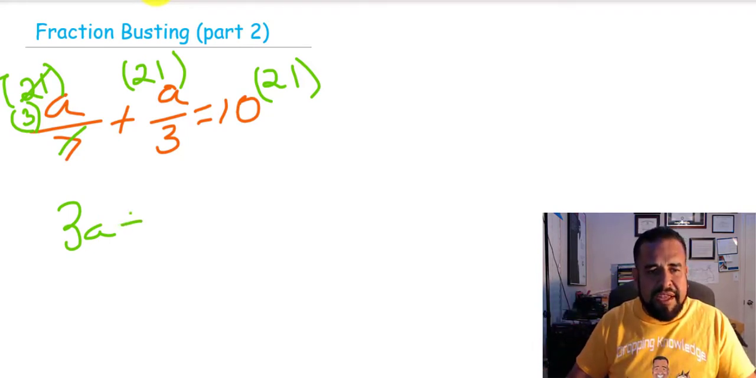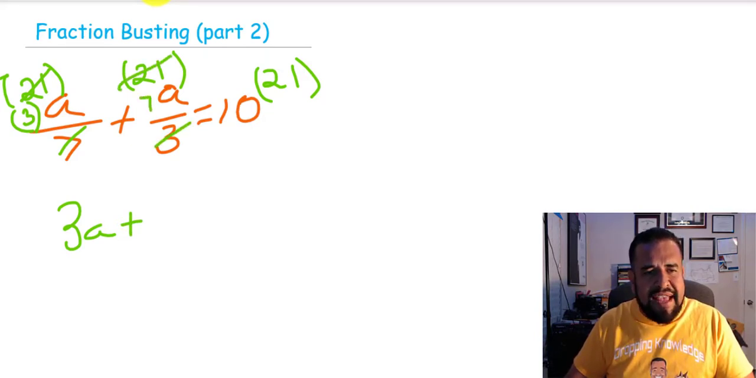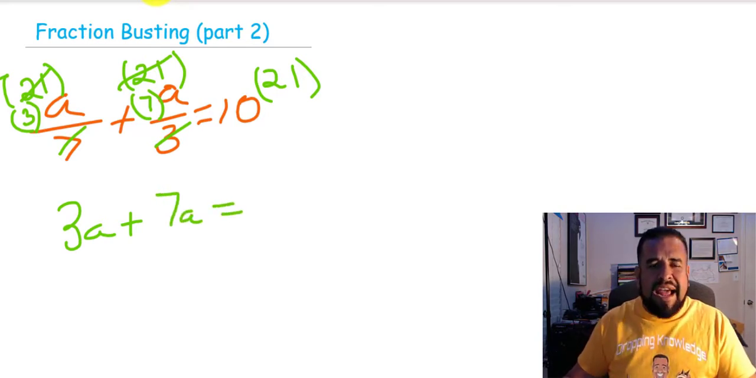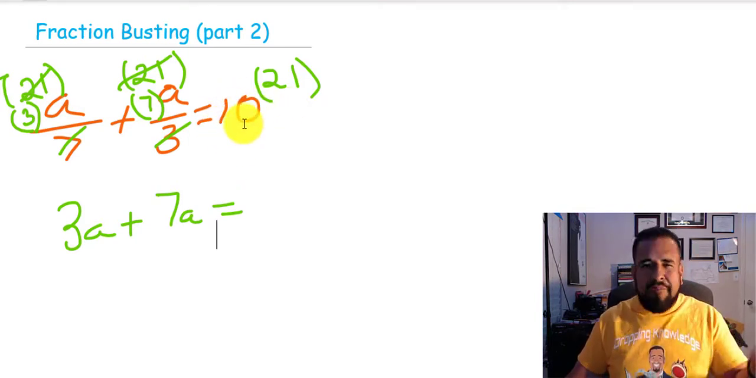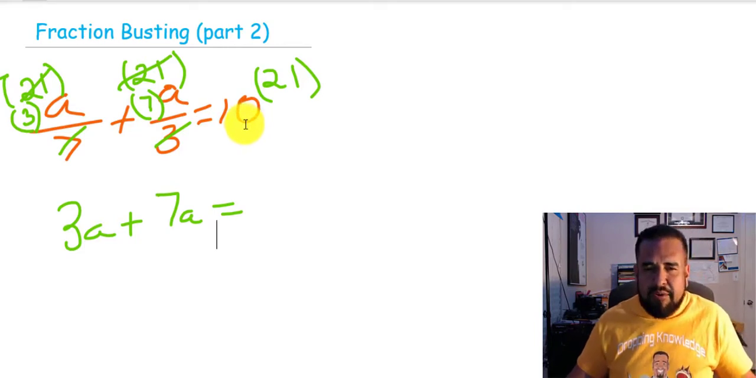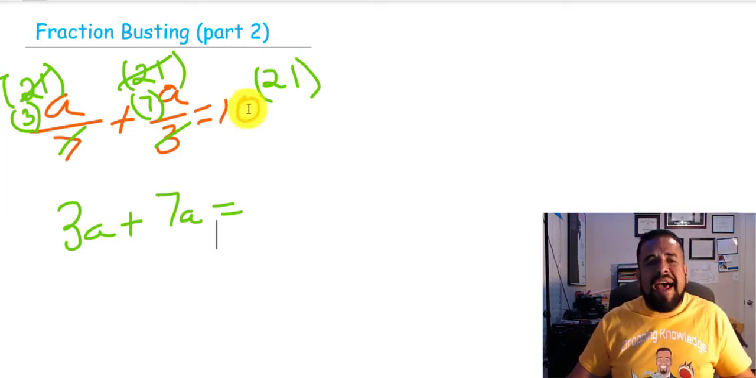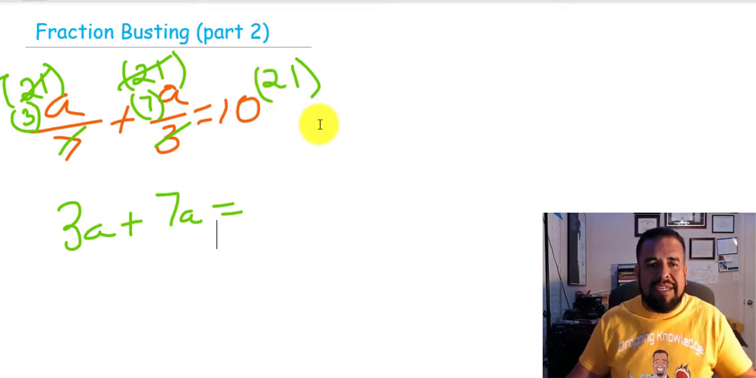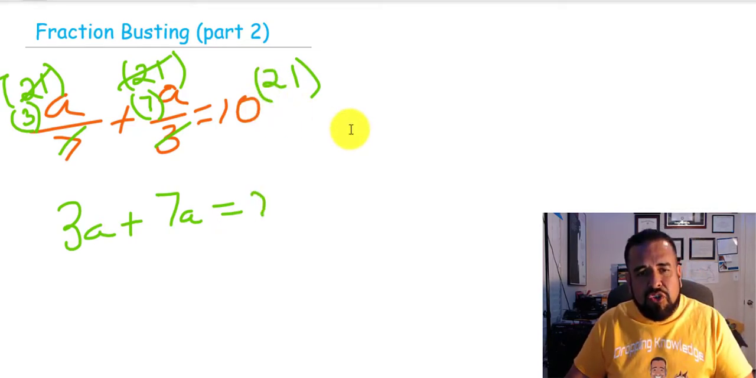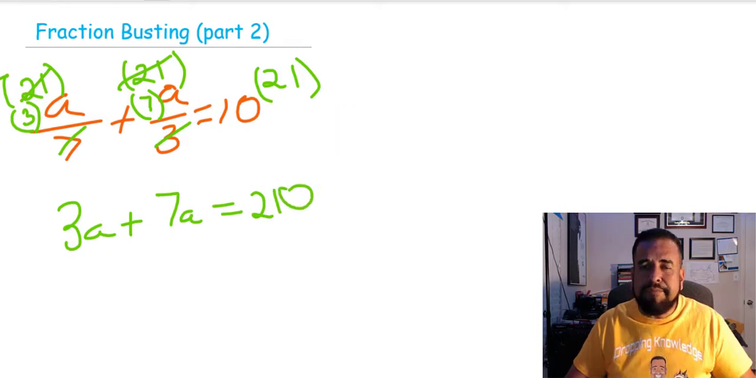So let's do the same thing again. 21 divided by 3 is 7. So 7 times a is simply 7a. Equals, now notice here, you do not have a denominator for 10, or you could say the denominator is 1, but still, I'm not going to divide. I'm simply going to multiply 21 times 10, and that's going to give me 210.